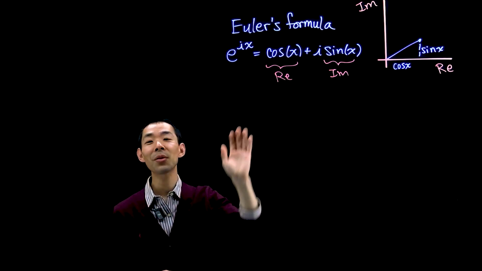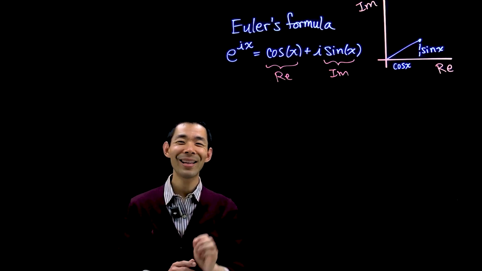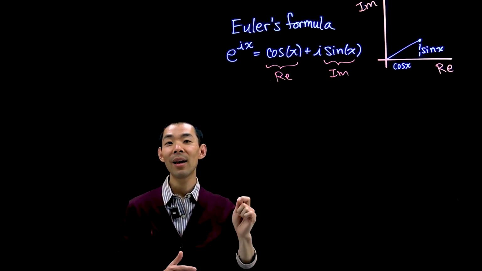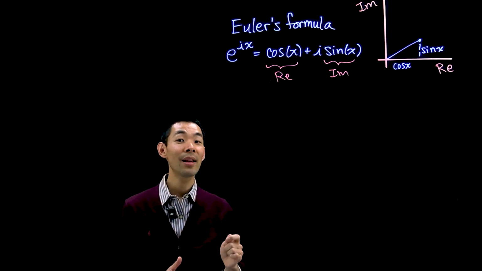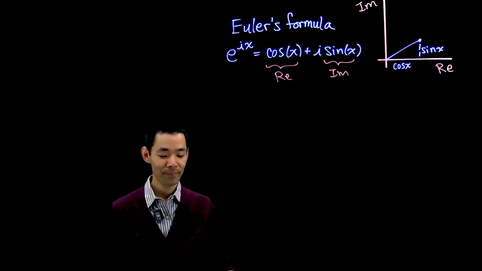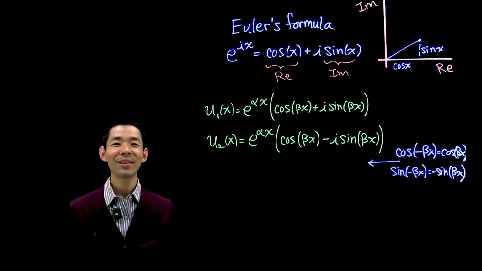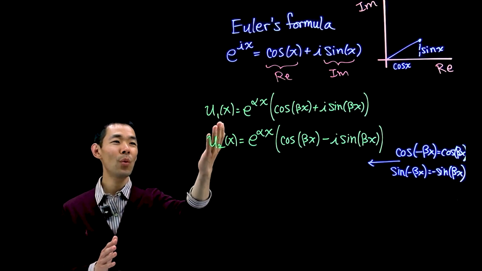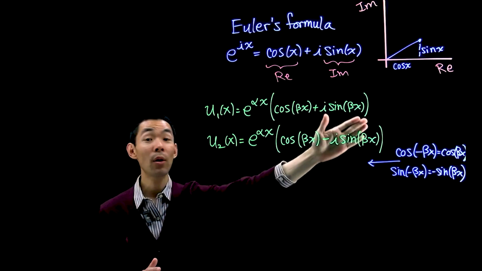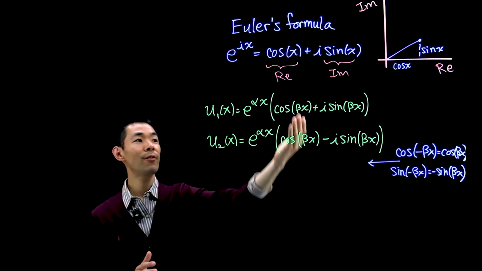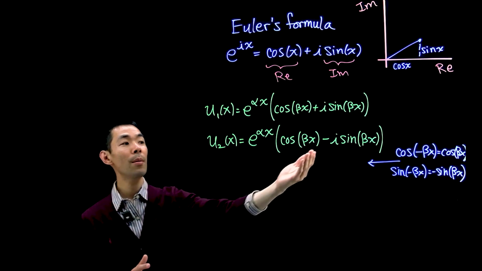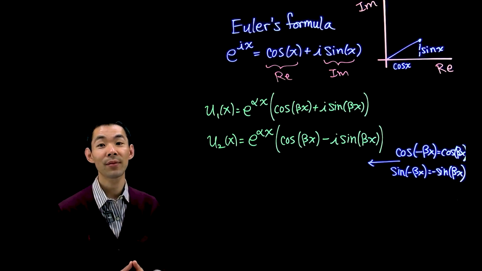Now, given this Euler's formula, we can rewrite the two exponentials that were in our u1 and u2, e to the beta ix and e to the negative beta ix. Let's rewrite those using Euler's expression. The two solutions that we had, u1 and u2, can be written as e to the alpha x, now using Euler's expression, cosine of beta x, plus i sine beta x, or minus i sine beta x for u2.